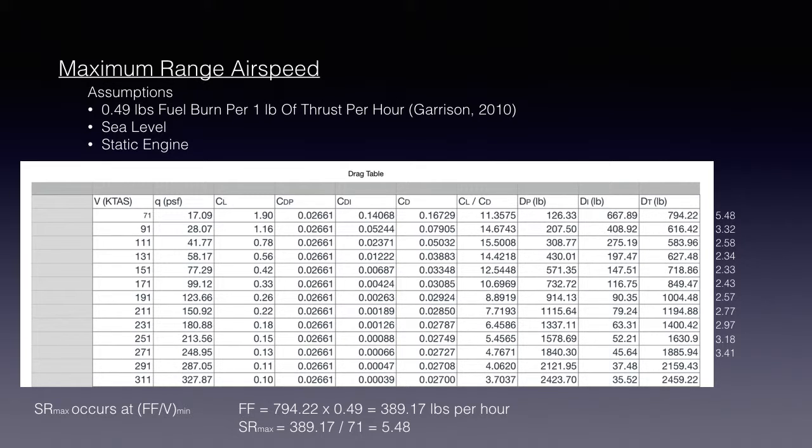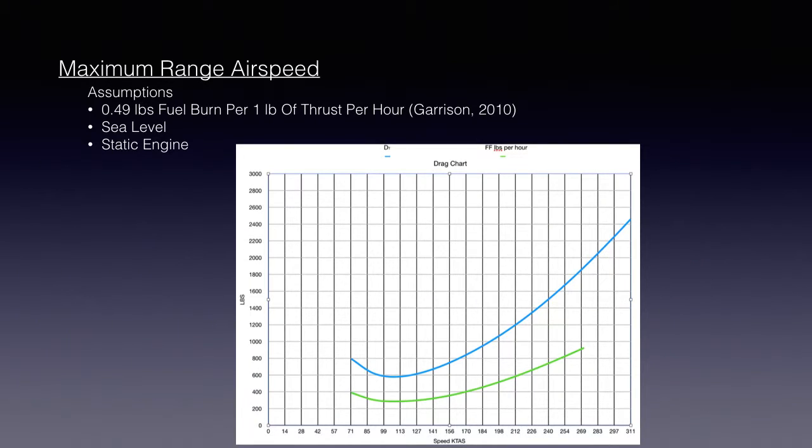All we're looking for here is the lowest value, and it looks like 2.33 is the lowest value there. If you run that over to the left, it looks like 151 knots, based on the speeds that we have selected, would give us our maximum range airspeed. Now let's take that and run it through the drag chart, and we should come up with roughly the same number. This calculation is a little more difficult.